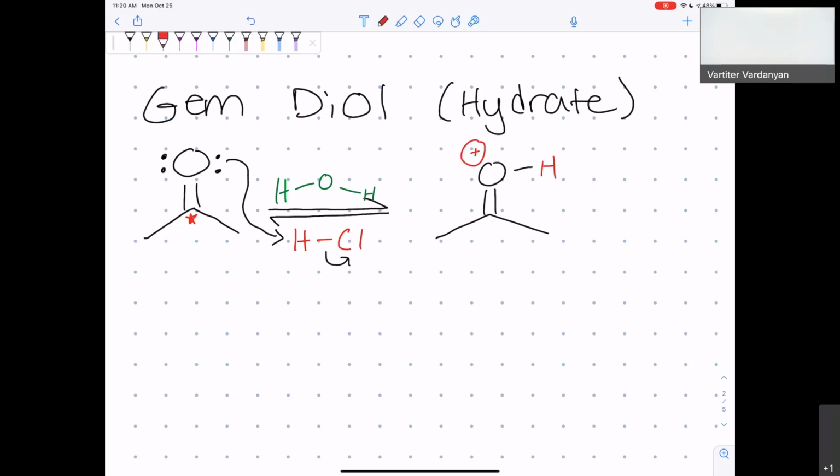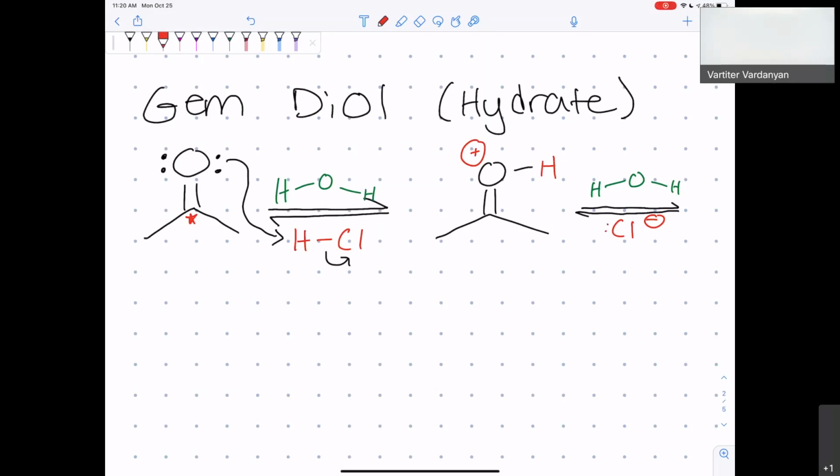Ta-da. So now that we have a plus charge on our carbonyl, we have an extra delta plus down here because we really, really don't want to have that charge. So now the electrophile is even stronger, it's even more reactive. And in solution, we have H2O still. And we have Cl minus.